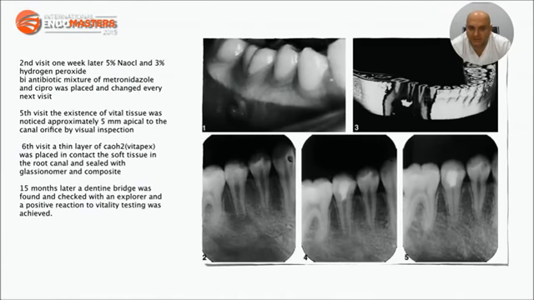One week later, at the second visit, no exudate was noticed and the canal was irrigated with 5% sodium hypochlorite and 3% hydrogen peroxide.